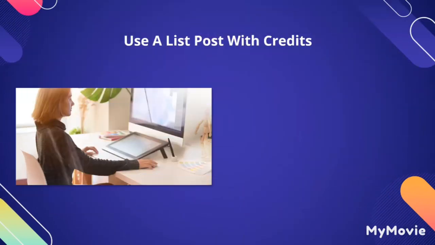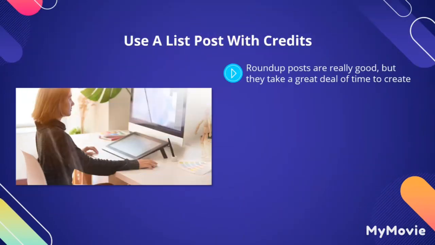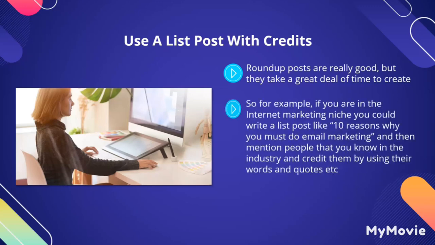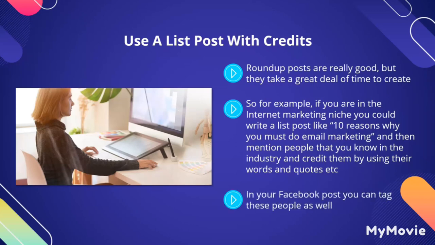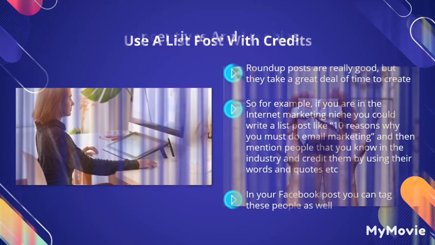Use a list post with credits. Roundup posts are really good, but they take a great deal of time to create. As an alternative, you can create a list post which mentions and provides credit to others without them having to do anything. So for example, if you are in the internet marketing niche, you could write a list post like 10 reasons why you must do email marketing, and then mention people that you know in the industry and credit them by using their words and quotes, etc. In your Facebook post, you can tag these people as well. Also contact them directly using Facebook Messenger and send them an email as well, telling them about your post and the fact that they are mentioned in it.